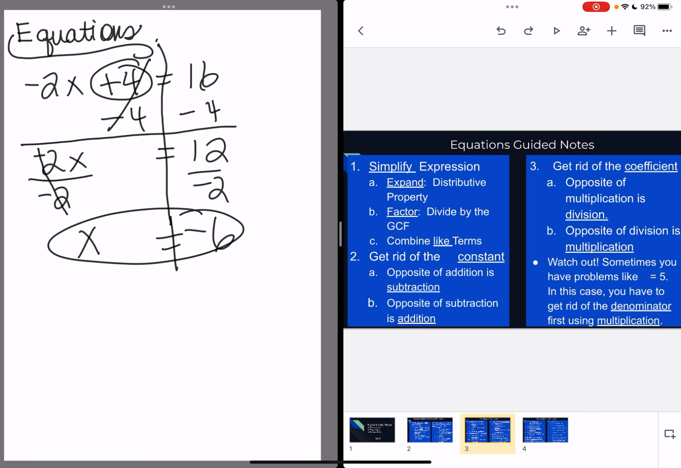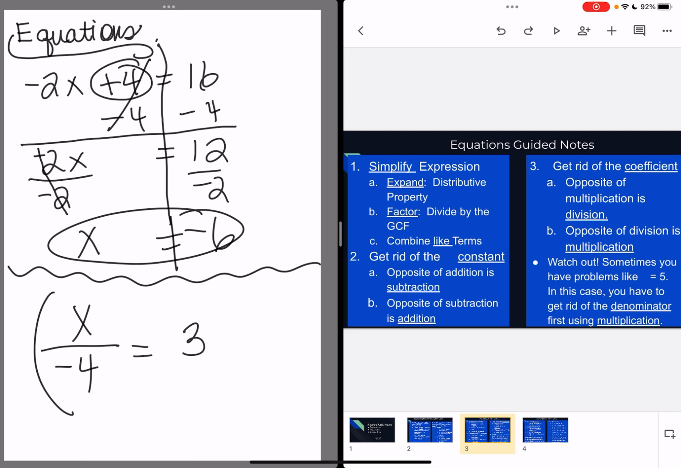And so there is a watch out problem, if they have division. So sometimes you may see it looking like this. You may have x over negative 4 equals 3. In that particular case, this is a division problem, so the opposite of division would be multiplication. So you would multiply by negative 4, and x would equal negative 12, since those would cancel out. So if you had a problem like that, you would do the opposite of division, which is multiplication.